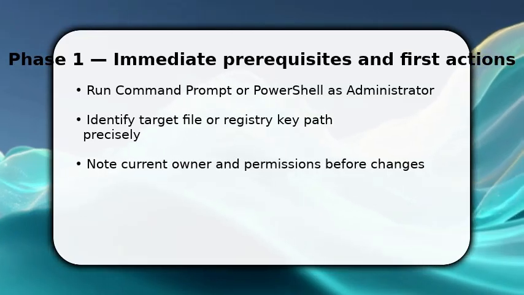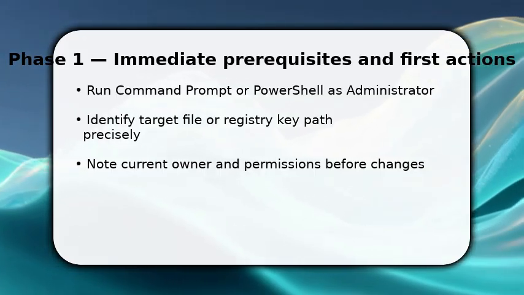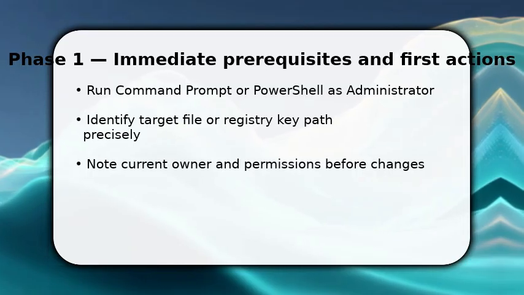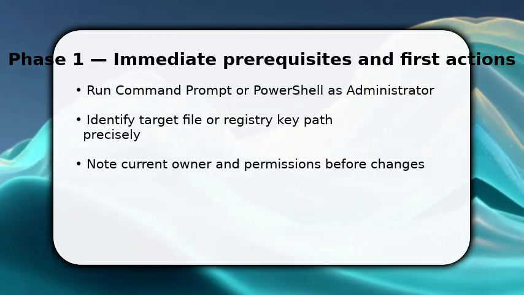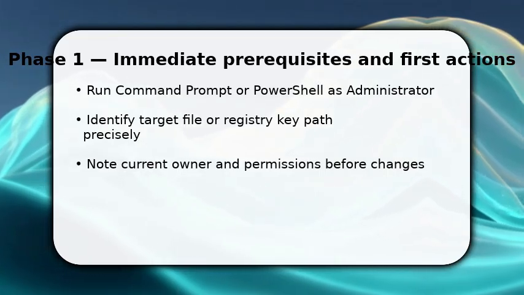You start by opening an elevated shell. This gives you authority to change ownership and permissions. First, locate the exact file or registry key path so you don't guess. Once identified, run Takeown or use the GUI to view the current owner and ACLs.